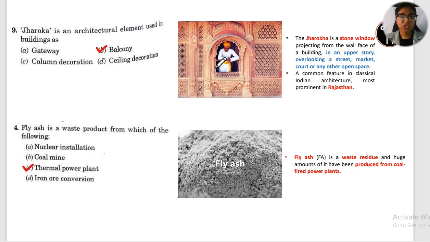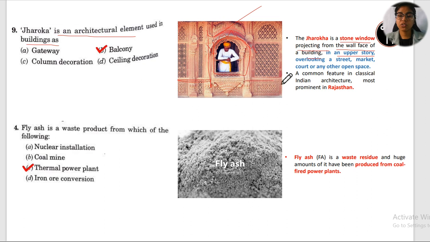Moving to the next question. Jharoka is an architectural element used in buildings as... So Jharoka is basically your balcony, as you can see in the image. It is a stone window, but it is projected out of the walls. Here you can see how it is projected from the wall face of a building in an upper story.